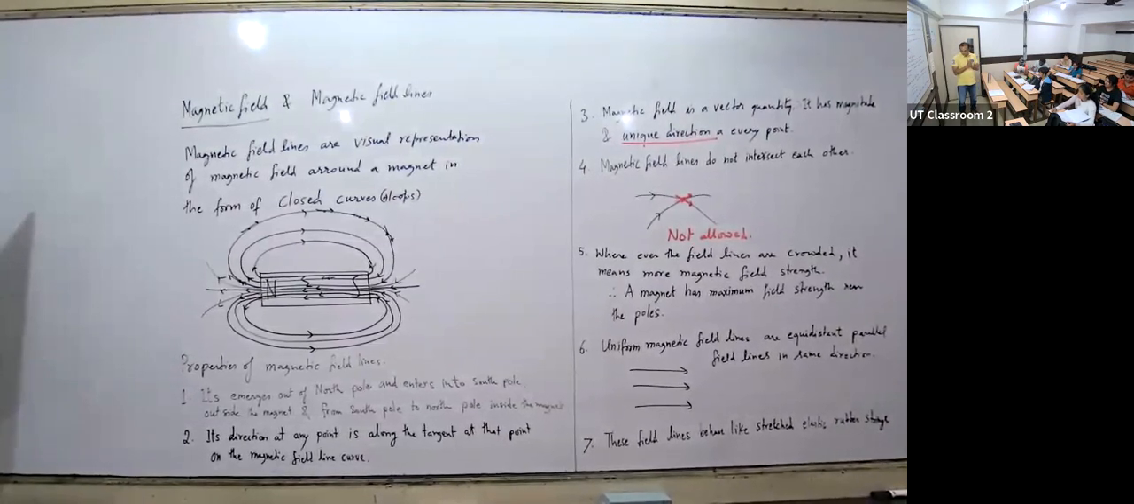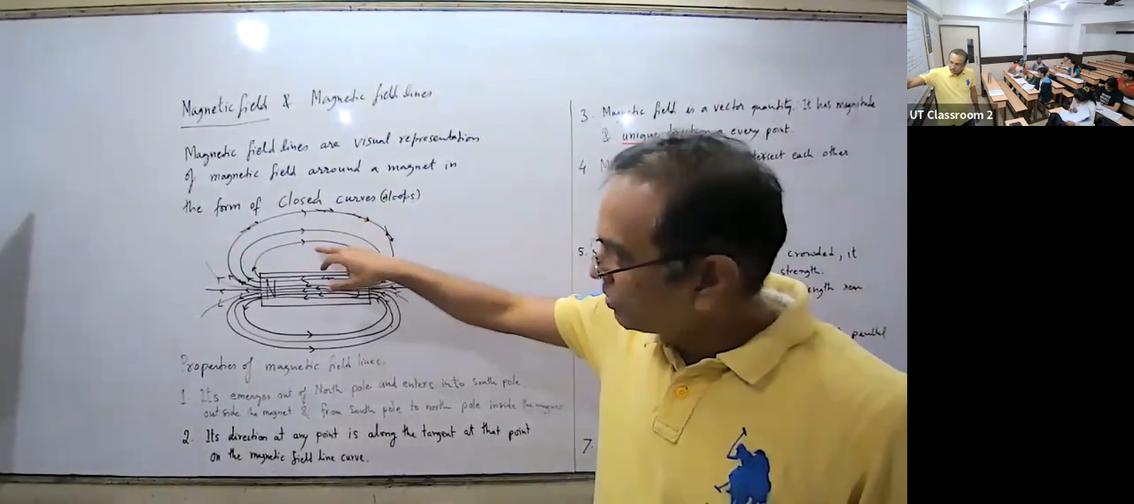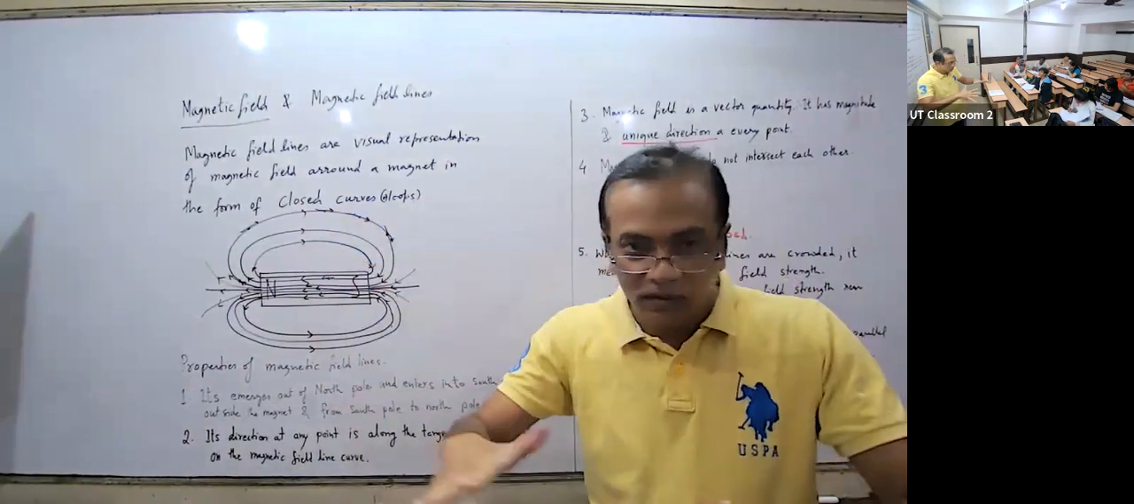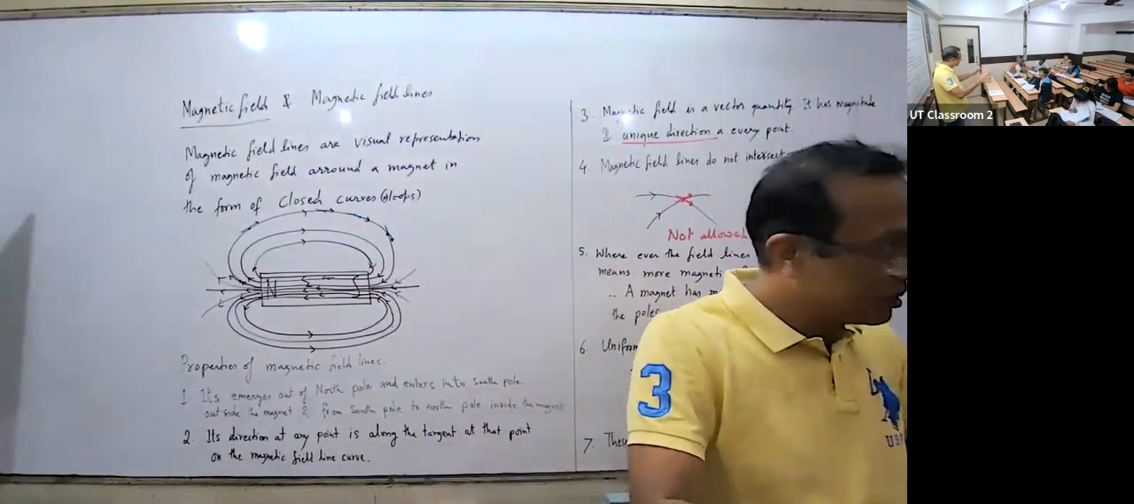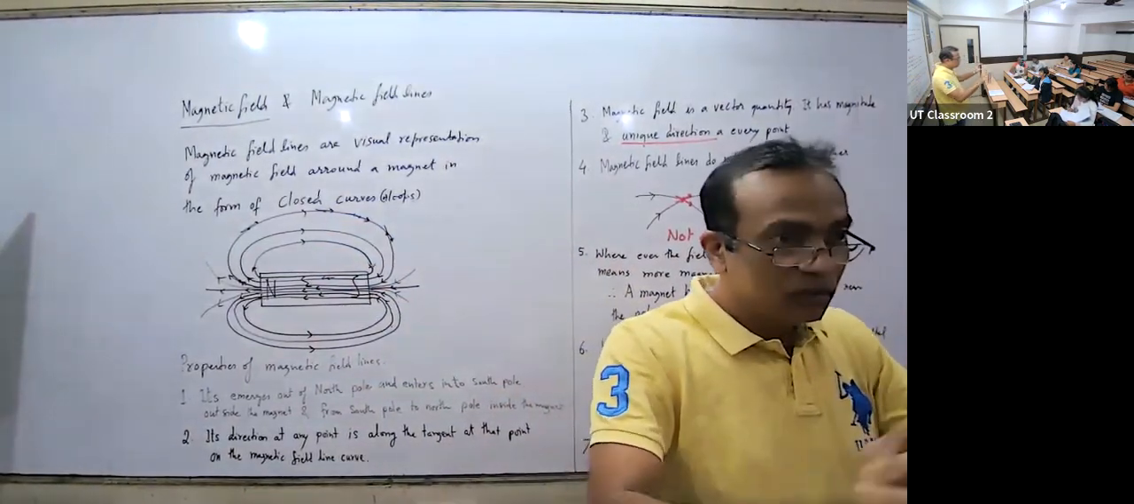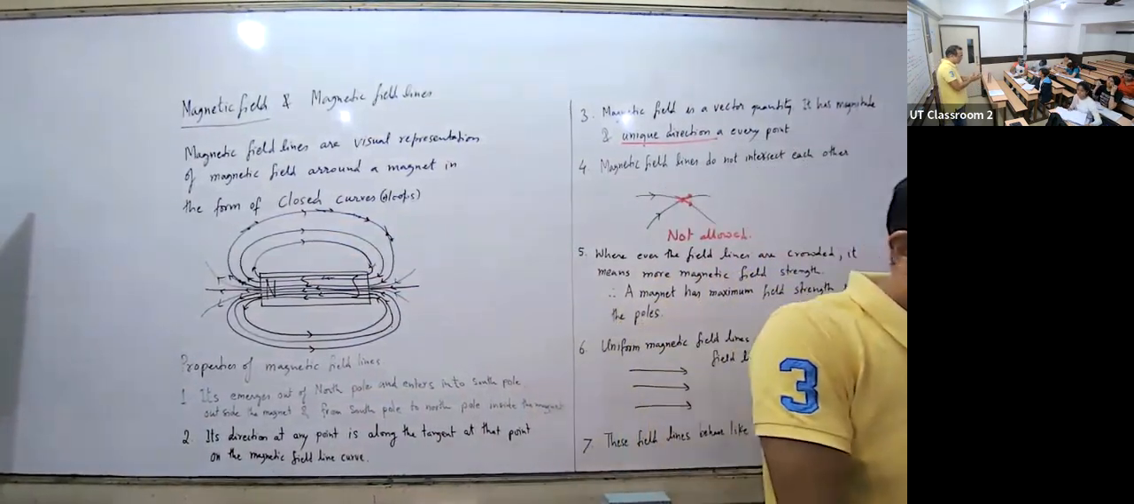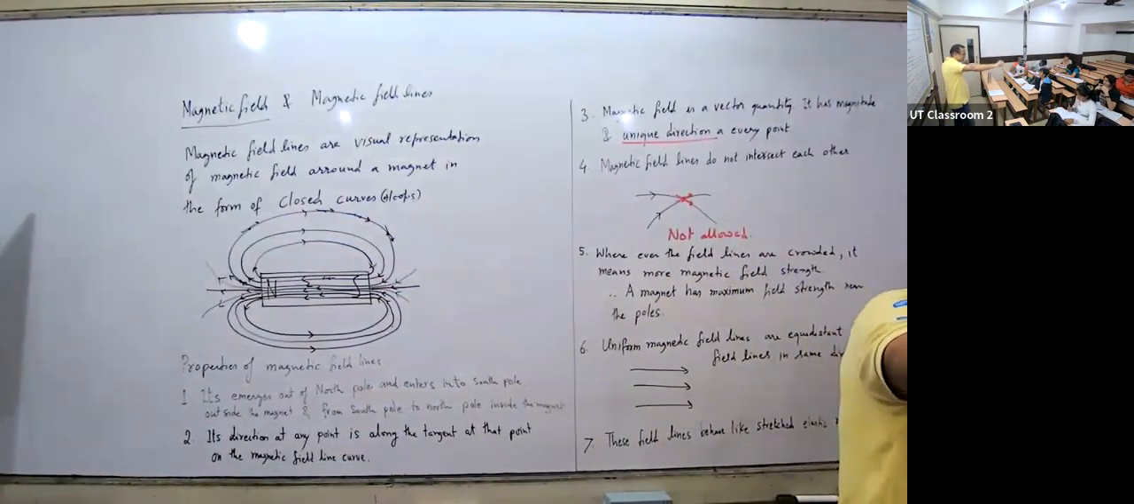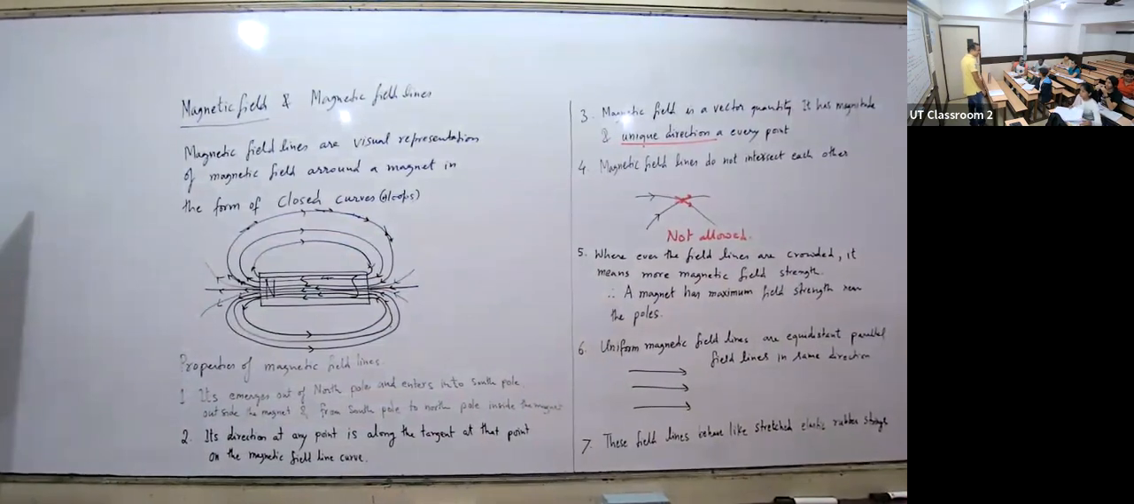So these field lines behave like stressed elastic rubber strings. So what happens to a rubber string when you stretch it? It becomes thinner in the middle, right? So that's how they are. When they travel together, they will become thinner, like they will just repel each other. So it will become thinner. When somebody stretches you hard, maybe.